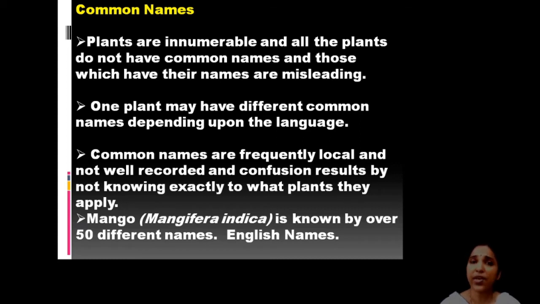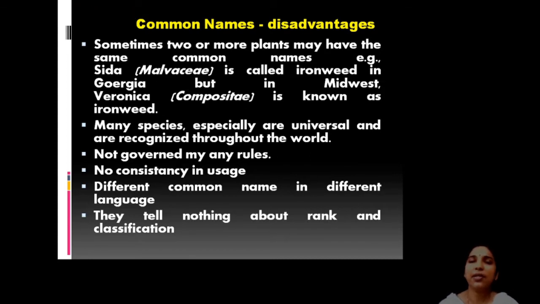So we need scientific names. Okay, and another disadvantage is that two or more plants may have the same common name. In Kannur we use one name for a particular thing. In Trivandrum they use the same name for another thing. For example, one common example is papaya. Papaya is known in Malayalam by different names in different regions, for example Kappaka, Kappalanga, and many others. So it may cause confusion when we visit another place. So that is a disadvantage.